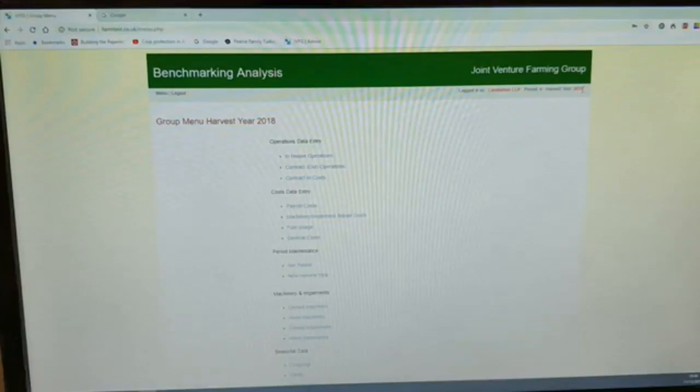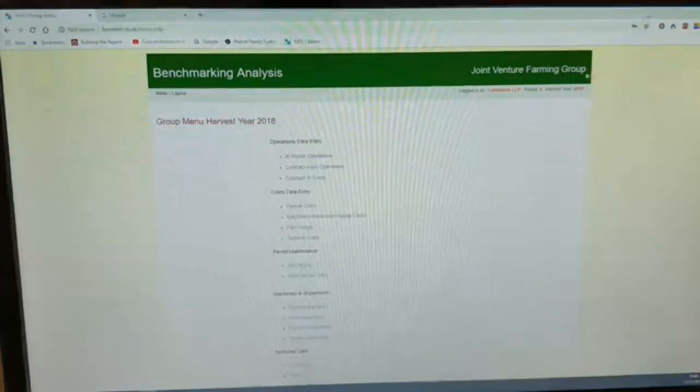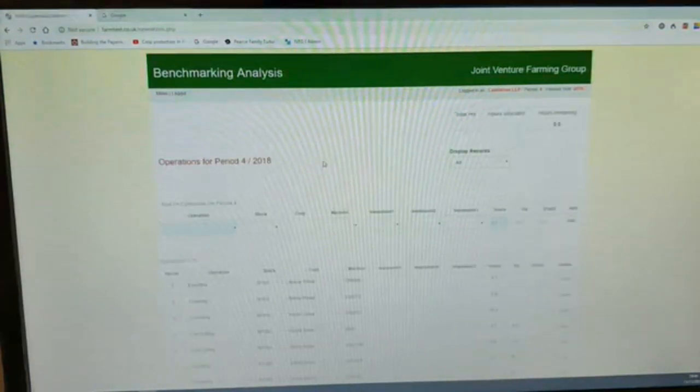Once all that information is on the spreadsheet, we then enter it onto the website. We then log into the JVFG website, and in the in-house operations section we enter the data as far as what sort of operation we were doing, what fields, what crop, and then the machine being used, again hours, hectares, etc.